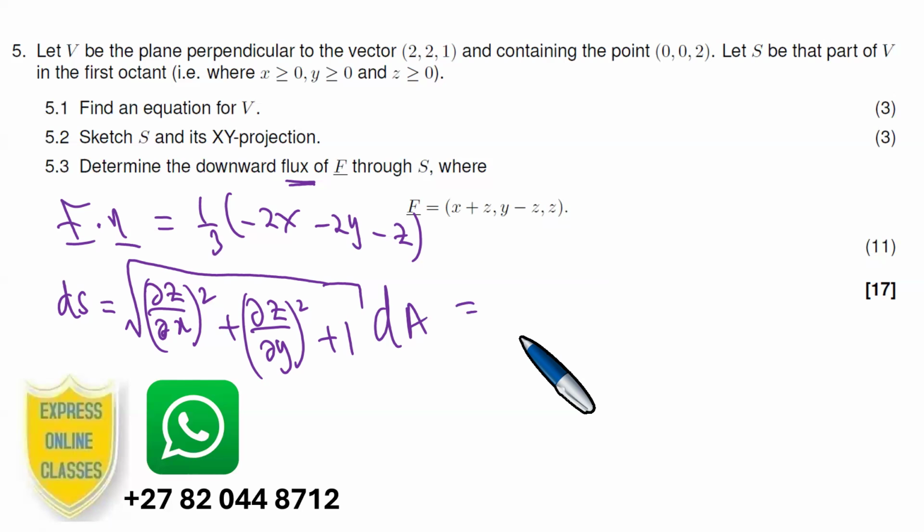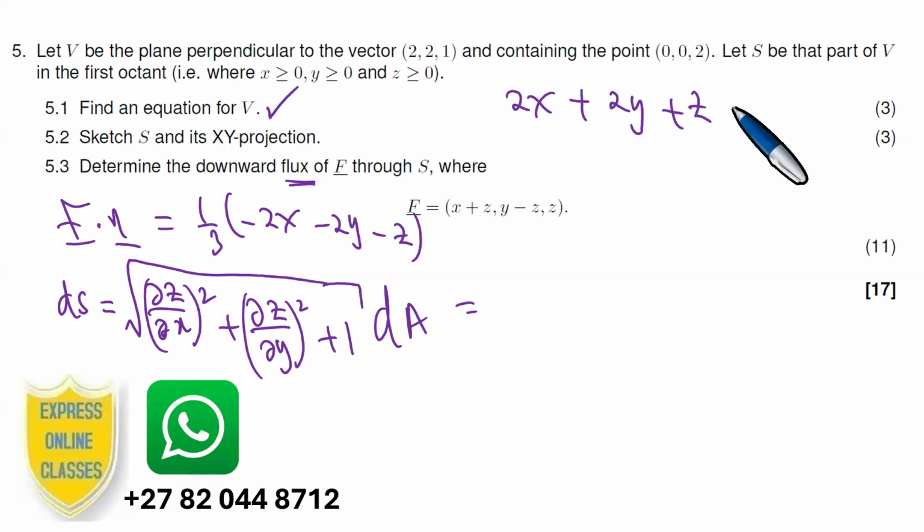So we got our z before, and you would remember that we got 2x for the plane, the equation for V, 2x plus 2y plus z minus 2 equals 0.